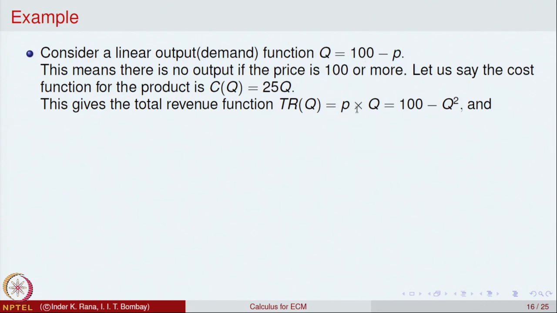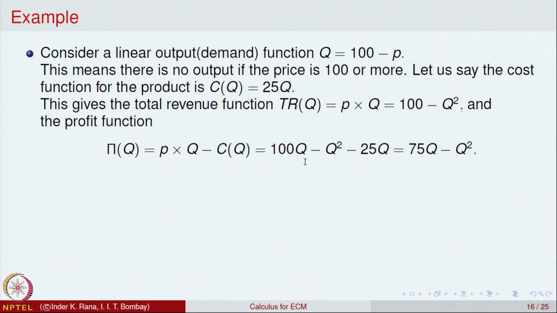So, total revenue is p into q, where p is equal to 100 minus q. So, it is 100 q minus q square. There is a typo on the slide here; it should be 100 q. The total profit is given by total revenue minus the total cost. So, that is p times q minus c q, where p is 100 minus q and c q is 25 q. So, that gives us 100 q minus 25 q, that is 75 q minus q square.